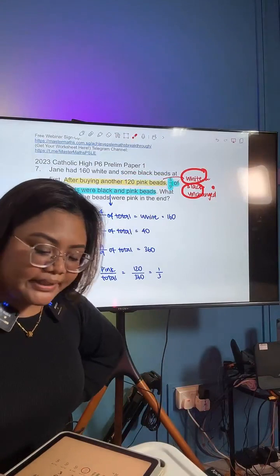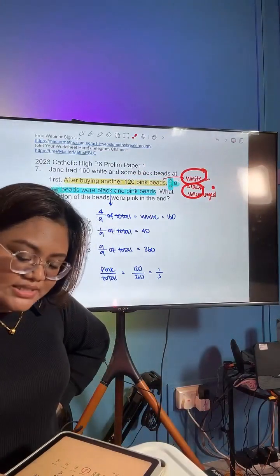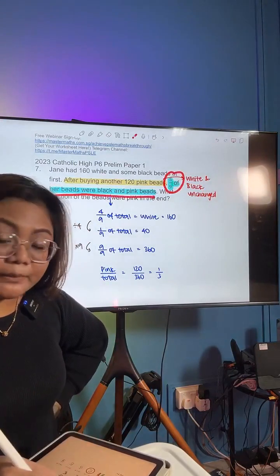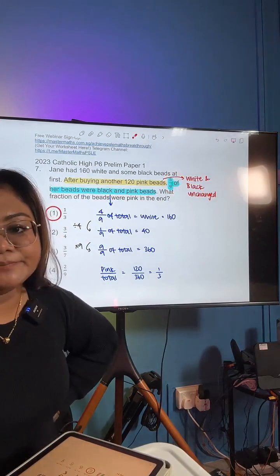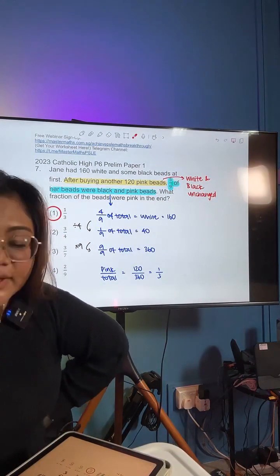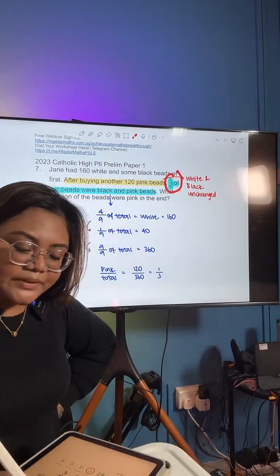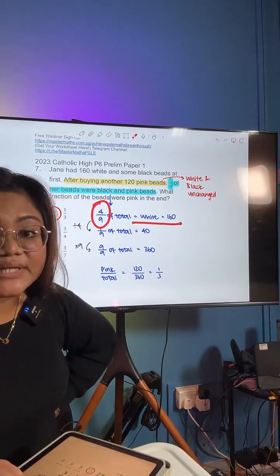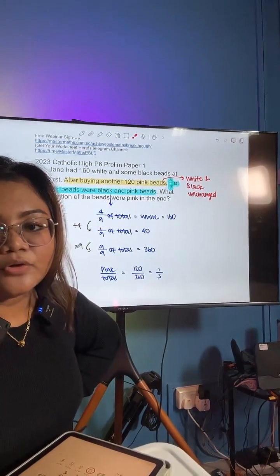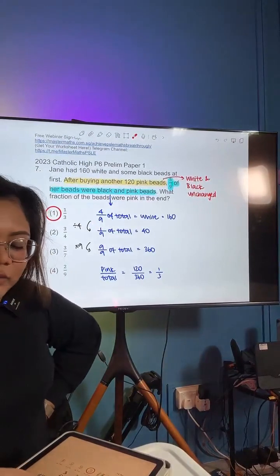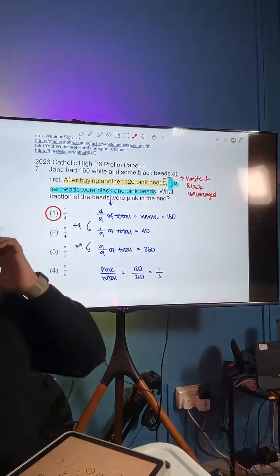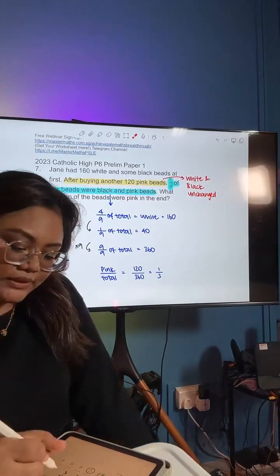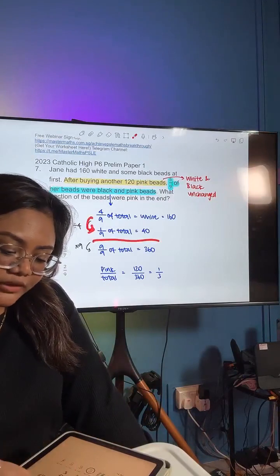Alright, now if white and black is unchanged, that means that if 5/9 of the bits were black and pink, the balance must be white. If 5/9 of her bits were black and pink, the balance 4/9 must be the third color, which is white. So 4/9 of the total is the white color one, which is 160 of them. And then you can find 1/9 of the total, which is 40, because I divide by 4, divide by 4.